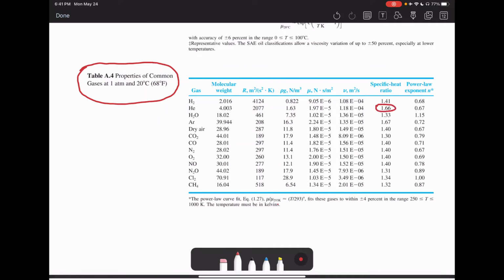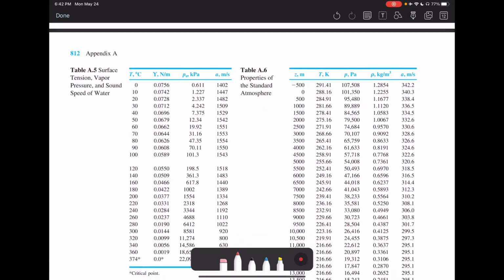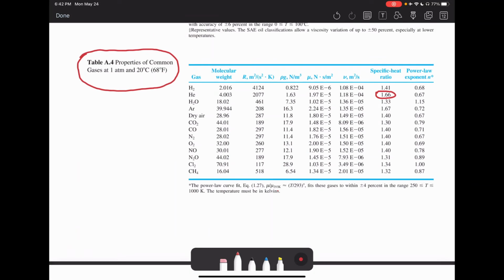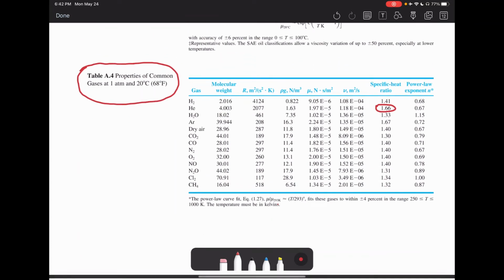At 1 atmosphere and 20 degrees Celsius, the ratio of specific heats for helium is equal to 1.66. Now, we also know that our temperature is not 20 degrees, but in our tables, we don't really have other values for helium other than looking them up online or on another source if needed. But here we have our specific heat ratio, and we also have our R term. In our case, because we only have a table with one value at one given temperature, we're going to be using this table.